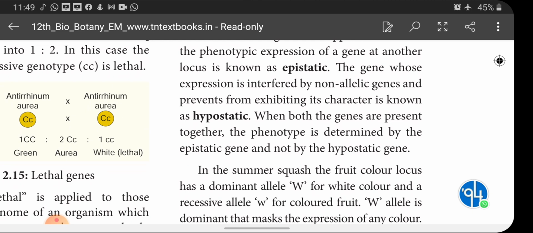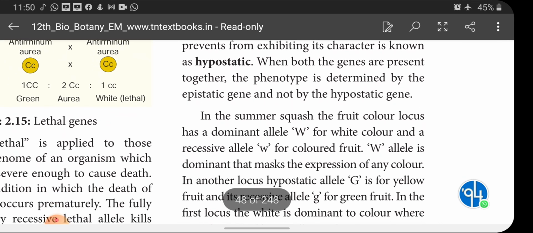That's all. When both the genes are present together, the phenotype is determined by the epistatic gene and not by the hypostatic gene. Okay, in a condition when both genes are present together, that is, both the epistatic allele and the hypostatic allele, in that case what happens? The epistatic character will be expressed and the hypostatic character will be suppressed.